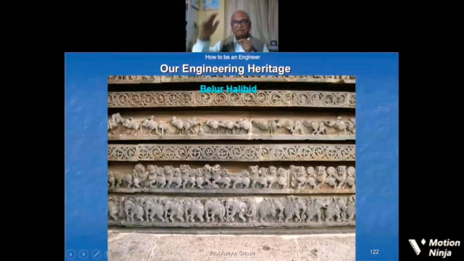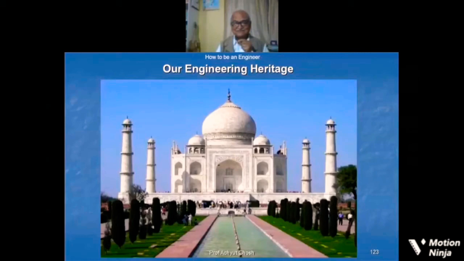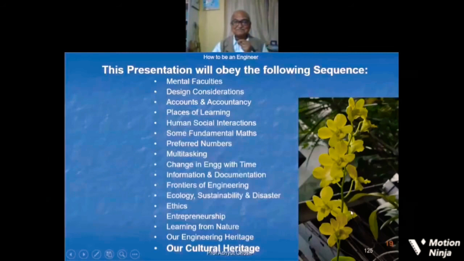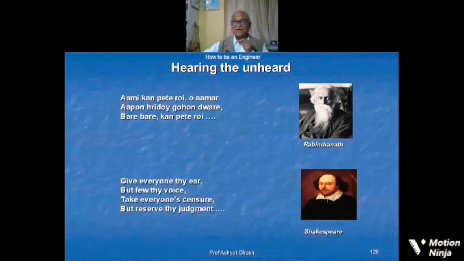This is, of course, our Taj Mahal. Everybody knows it. These are our pyramids. This is the heritage of the world. Machu Picchu, Stonehenge, Harappa, Nalanda, Taj Mahal, Blue Mosque, Isfahan, Iran. Now, Burj Khalifa has been added in Dubai. This is our cultural heritage. Rabindranath, Shakespeare.